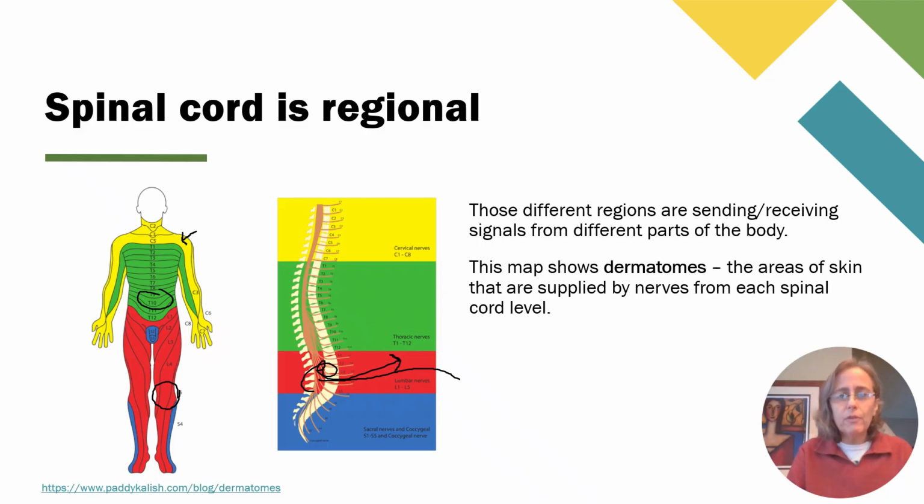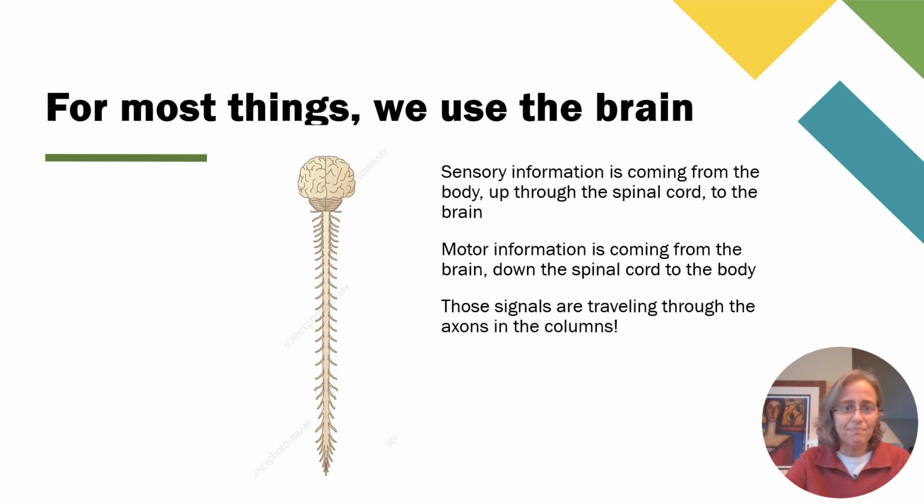So the motor functions and the sensory functions of the spinal cord are regionalized. It kind of maps out from higher to lower parts of the body. It's not perfect. You can kind of see it's not just one to one, but it corresponds quite nicely. So that was talking about reflexes.